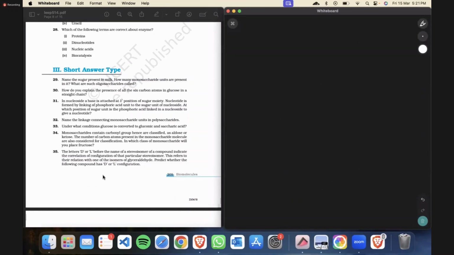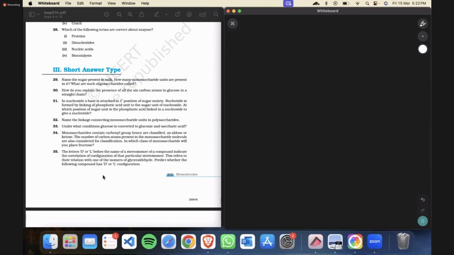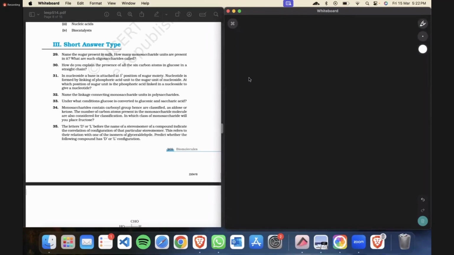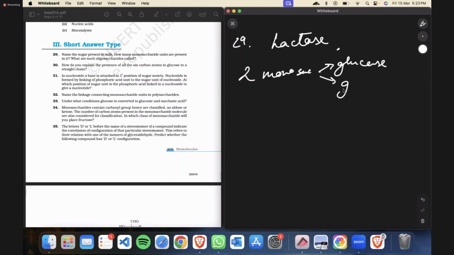So we are moving on to the short answer type questions. In question number 29: name the sugar that is present in milk. First of all, lactose is present in milk. How many monosaccharide units are present? In lactose, two monosaccharides are present, namely a glucose unit and a galactose unit.